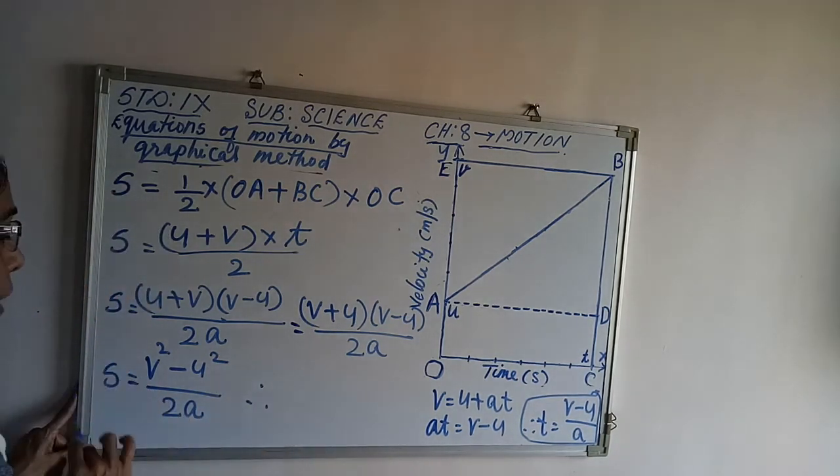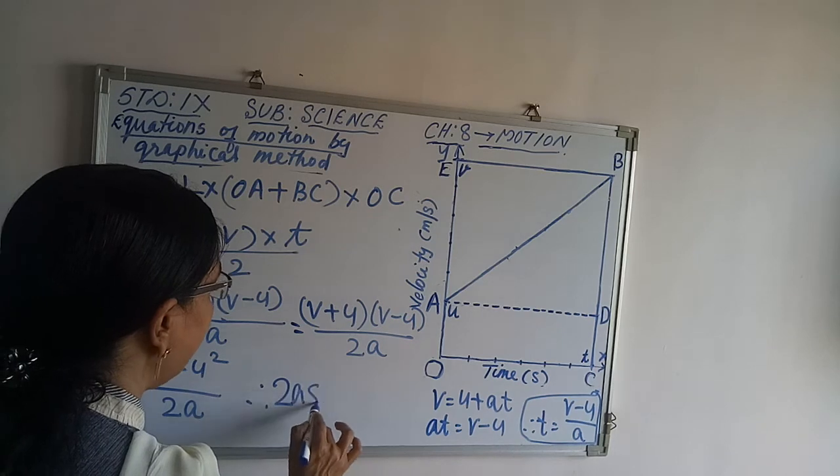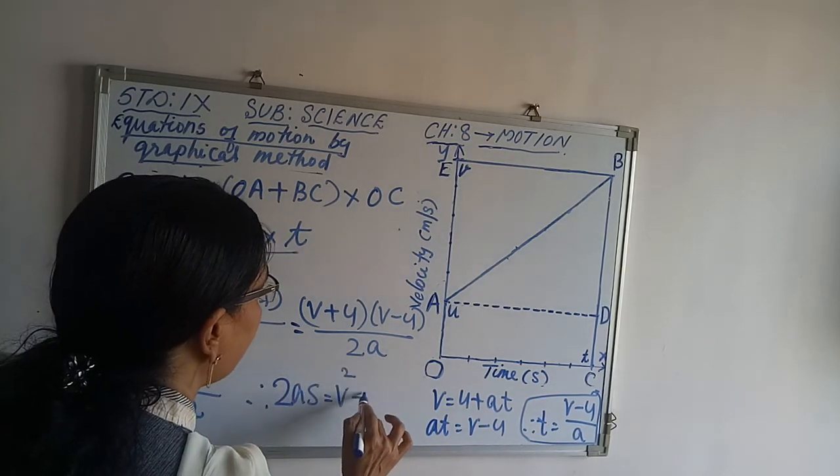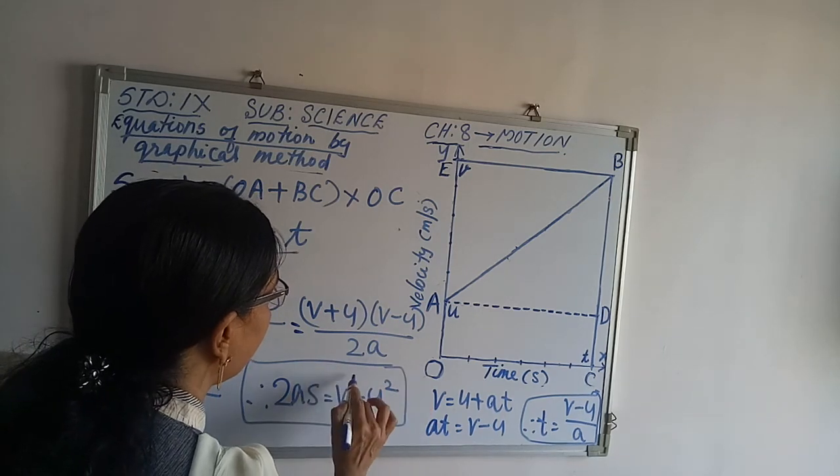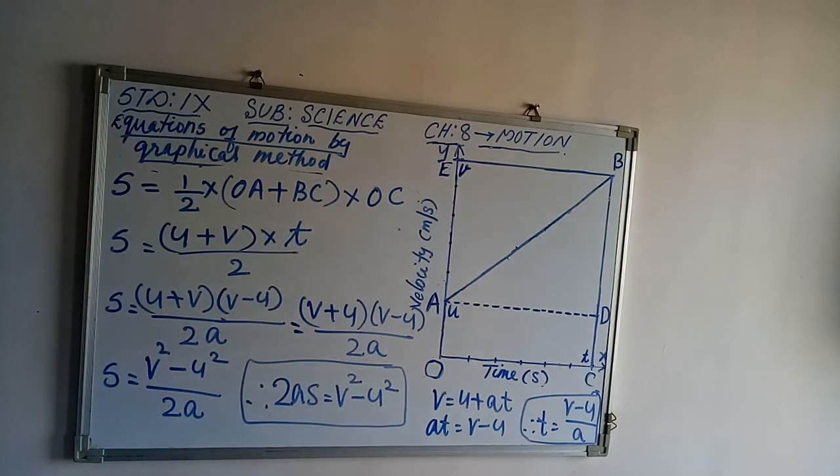Therefore, by cross multiplying, what you get? 2AS is equal to V square minus U square. This is the third equation of motion, which is called the position-velocity relation. So these are the three equations of motion. It's very important. Practice this in your book. I hope the topic is clear to you. Thank you.